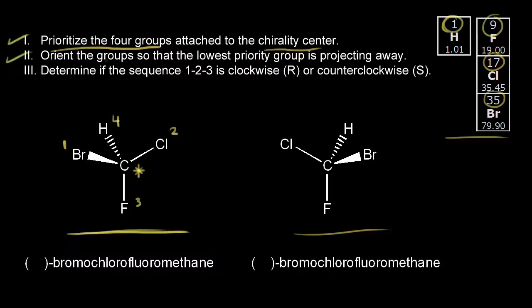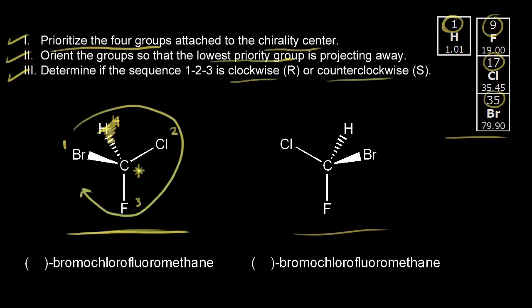Step 2, orient the groups so that the lowest priority group is projecting or pointing away from you. Our lowest priority group is hydrogen, and it's already going away from us. The hydrogen is on a dash here. So step 2 is pretty much done. Step 3, determine if the sequence 1, 2, 3 is clockwise or counterclockwise. So we're going to ignore our hydrogen here, and look at what's happening with 1, 2, and 3. So 1, 2, and 3 are going around in this direction. That is clockwise. Therefore, this is the R enantiomer.